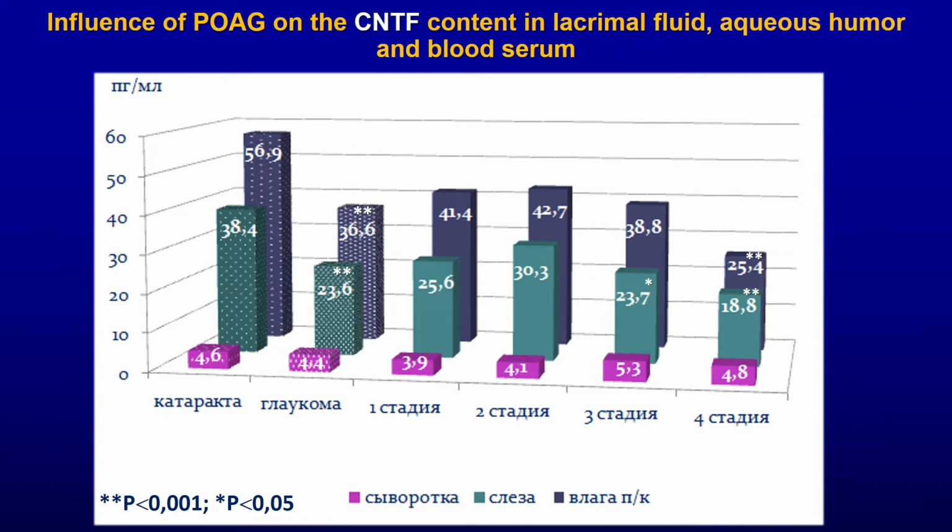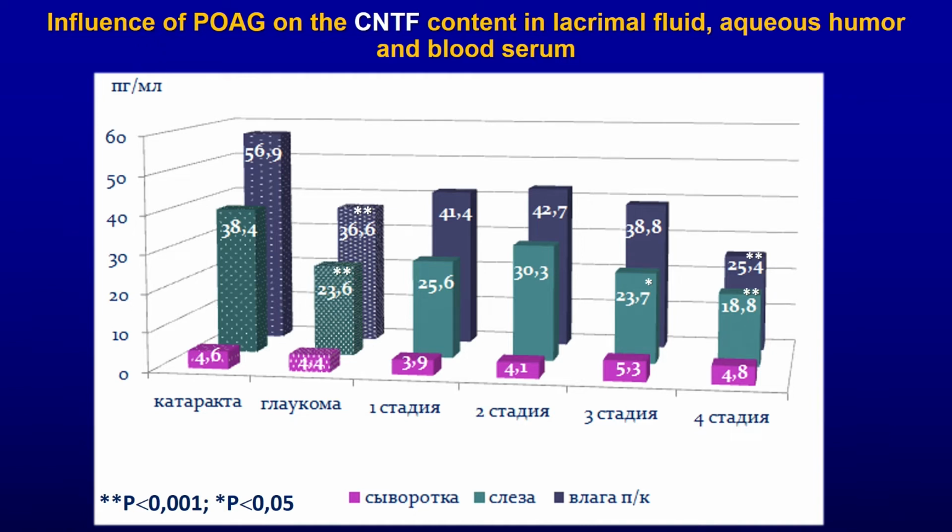So what did we have at the end? In case of CNTF, if you take all the patients, we saw the reduction in the fluid of the anterior chamber and in the tear fluid. If we look at serum, then CNTF was minimal there, so we couldn't find any associations.